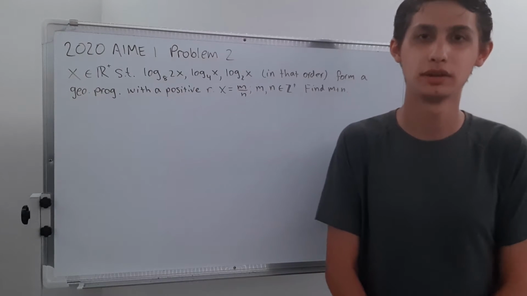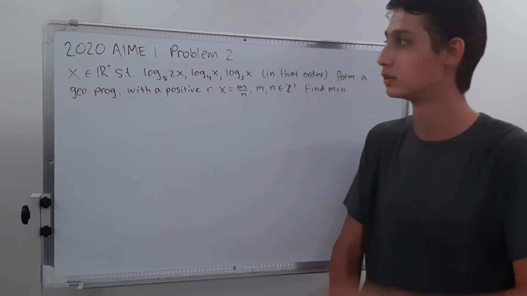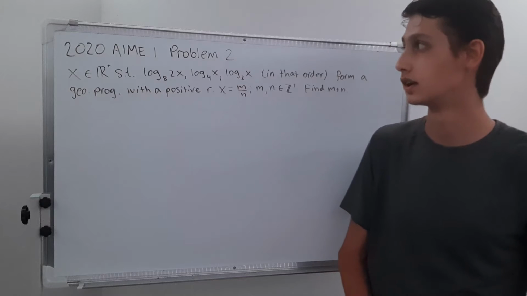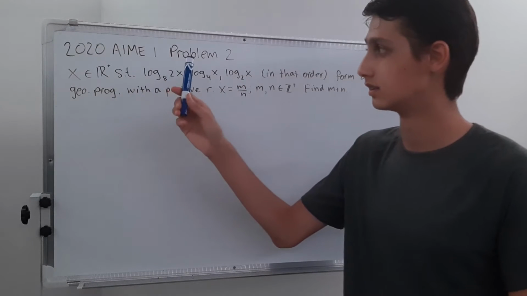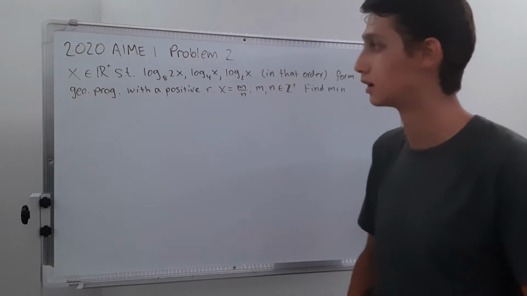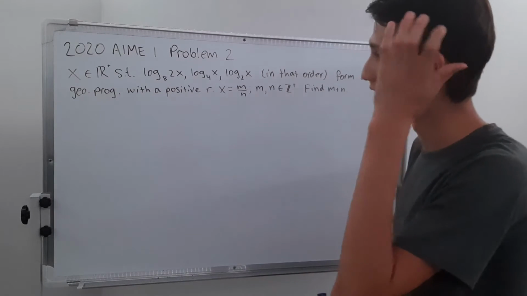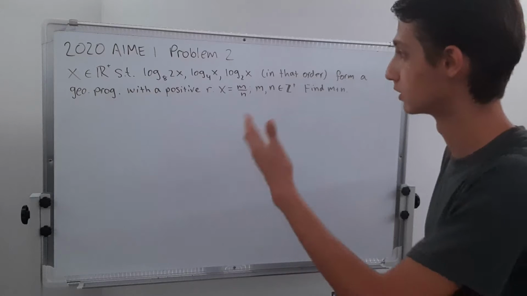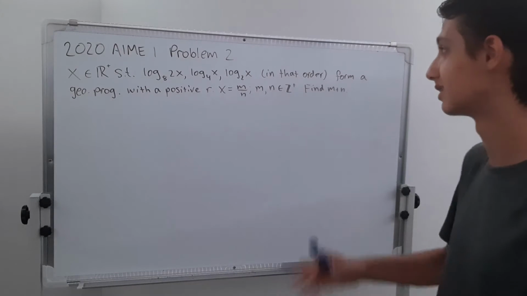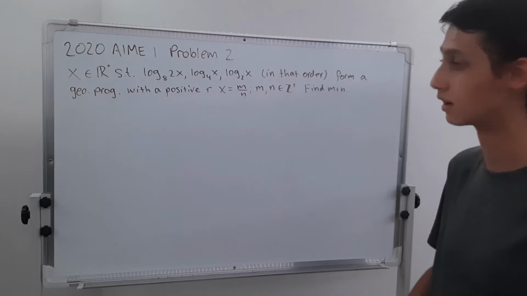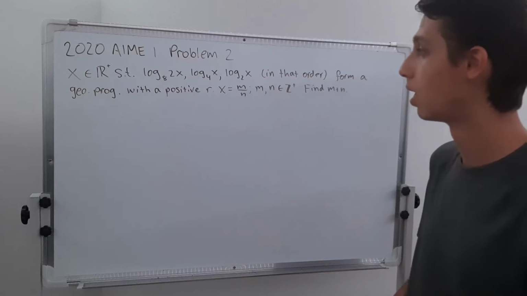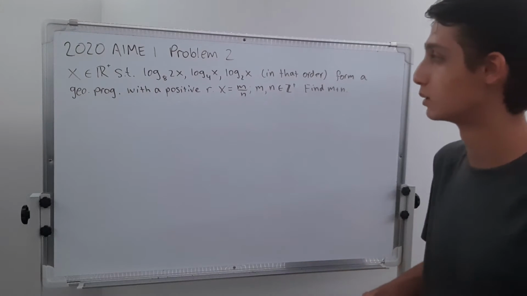So today we're going to be doing a question from the 2020 AIME, the first exam, problem 2, stating that x is a real, positive number such that log base 8 of 2x, log base 4 of x, and log base 2 of x, in that order, form a geometric progression with a positive common ratio.